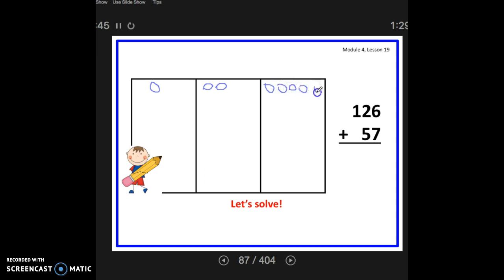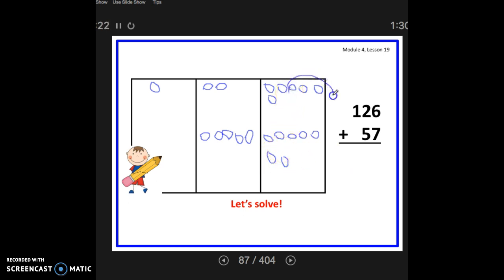All right. So after we're done with that, we have to build 57. So 10, 20, 30, 40, 50, and 7. Okay. Now, what is the question that we always ask ourselves? Yep, can we bundle? So I have 6 here and 7 here. Do I have enough to bundle? I do. So here's 7, and I need 3 more to make 10.